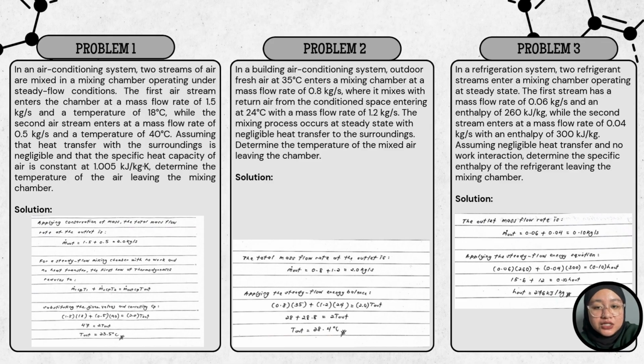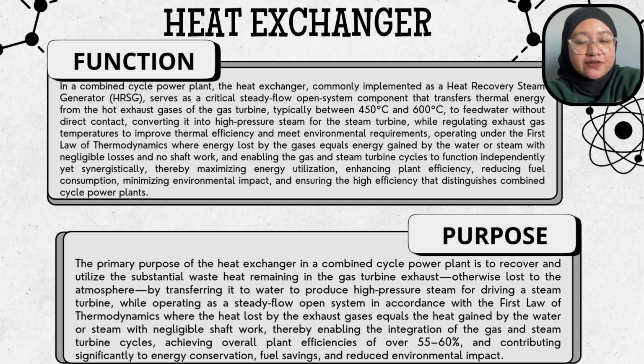Using the energy equation, we use 0.06 multiplied by 260 plus 0.04 multiplied by 300 equal to 0.10 multiplied by h_out. This gives us a final specific enthalpy of 276 kilojoules per kilogram. Next, I will explain the heat exchanger, focusing on its function and purpose in a combined cycle power plant.